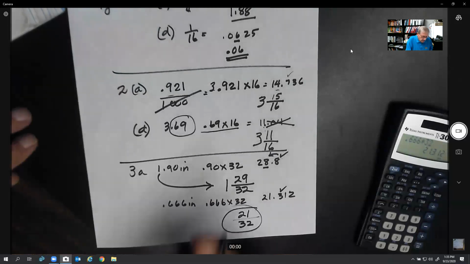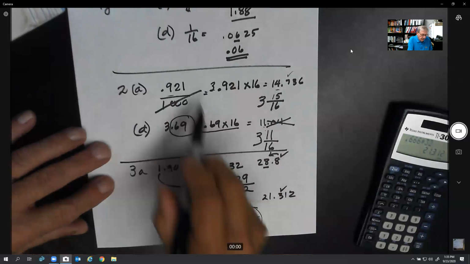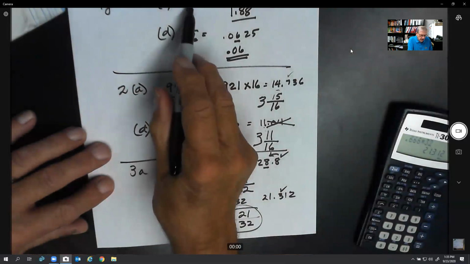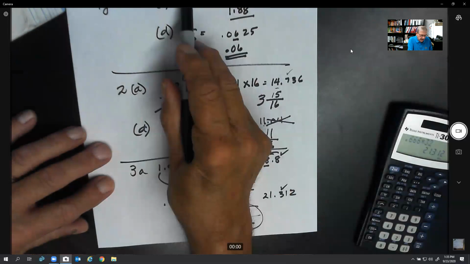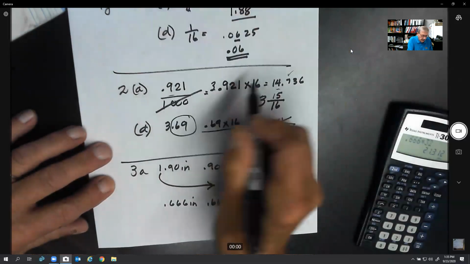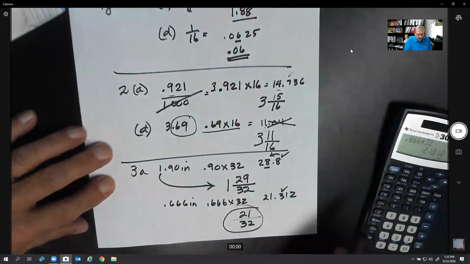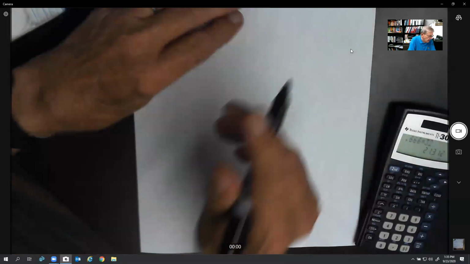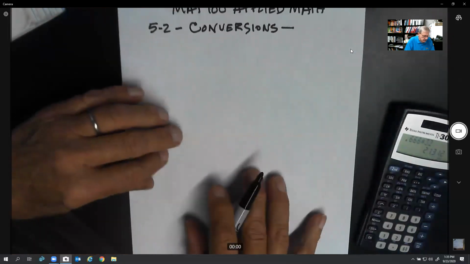So you want to try those problems, converting over, changing that fraction to a decimal. We just divide the top by the bottom, numerator divided by denominator. Okay, let's look at 5.2. 5.2 deals with conversions. So let's switch over to there. Let's take a look at page 281. And on 281, there's a list of the different conversions you see in your book.